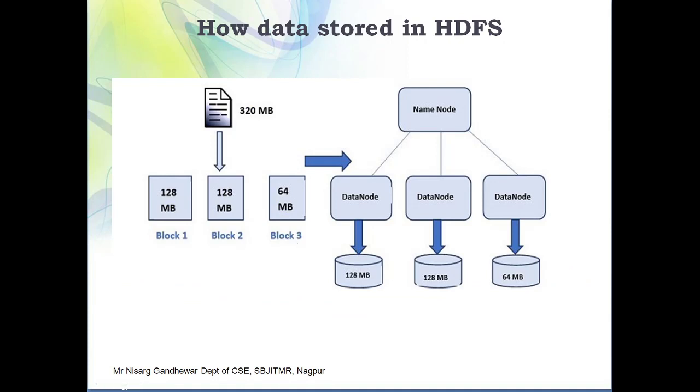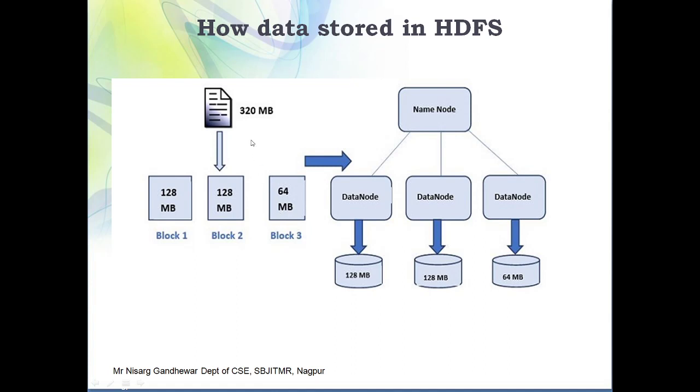Now next is how actually the data is stored in HDFS. Just look at this particular picture. Suppose I have one file with a size of 320 MB. In that case, what I will do, I'll divide this file into blocks. In case of Hadoop, by default block size is 128 MB, but you can change that size. But by default its size is 128 MB. That's why first of all we'll try to divide this file into 128, 128, and the remaining is 64.